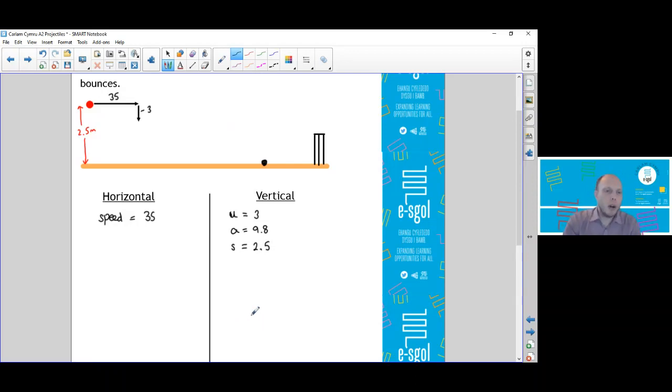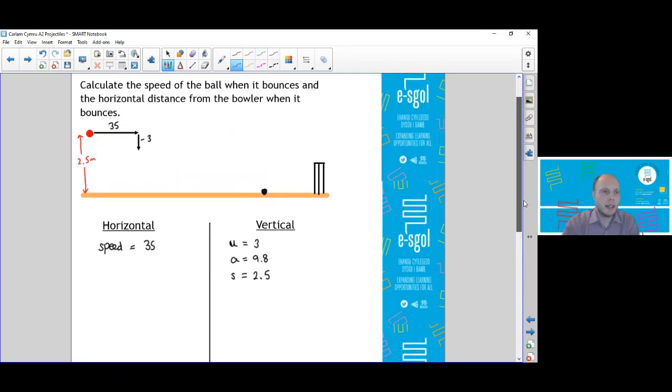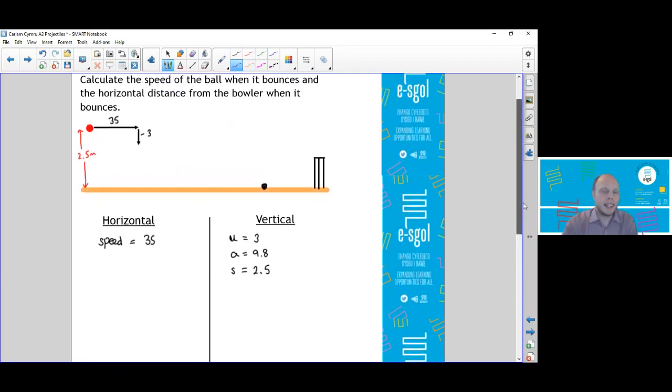So we know more in the vertical direction than we do in the horizontal. So this time we're going to start on the right hand side. We're going to do our vertical workings first. Now there's 2 things we want to know: the speed and the distance. Now what I would say is, whatever the question asks for, you may as well just work out everything because you never know later on what you're going to need. So I'm going to do v and I'm going to do t.